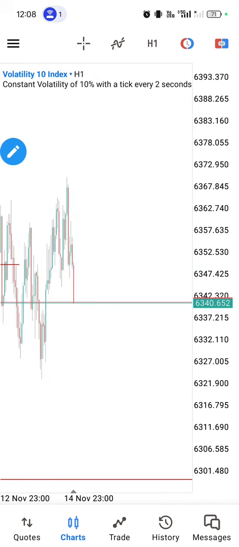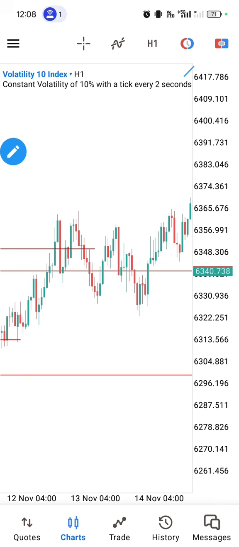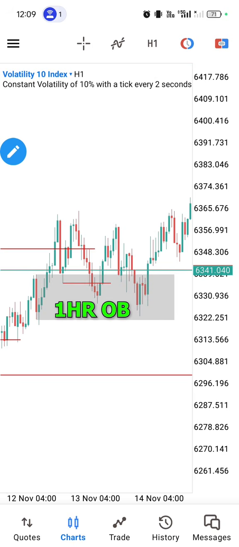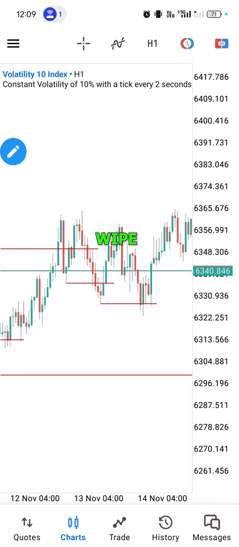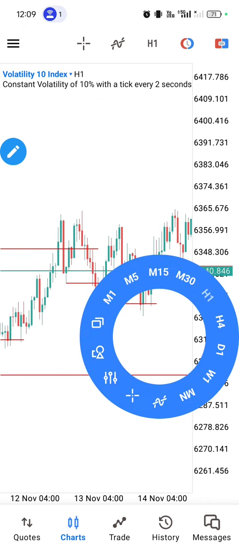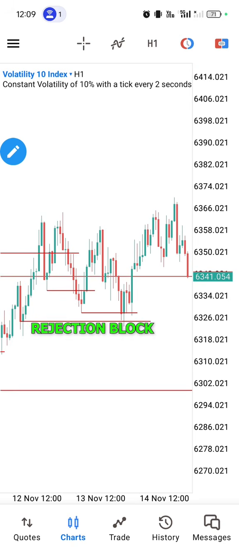It's breaking structure above that high, it's returning back into the range, and it's continuing to shoot up. But I wasn't convinced that it will continue shooting up. So of course it gave us a raid into the 1 hour bullish order block, and then within that 1 hour bullish order block, it gave us a wipe.